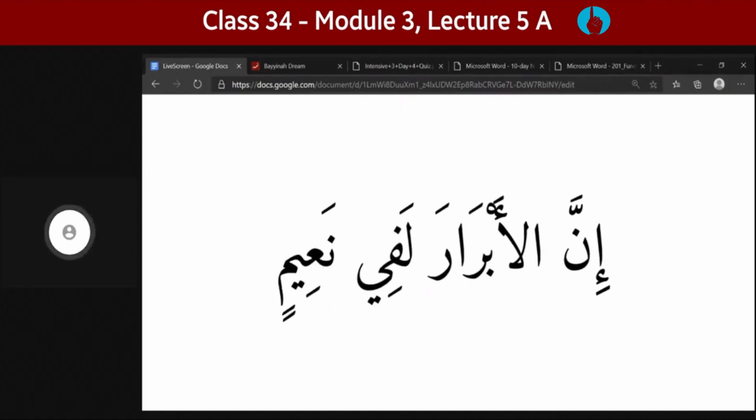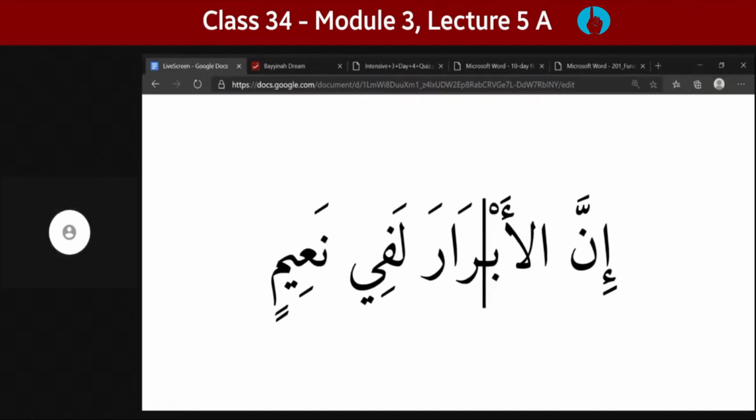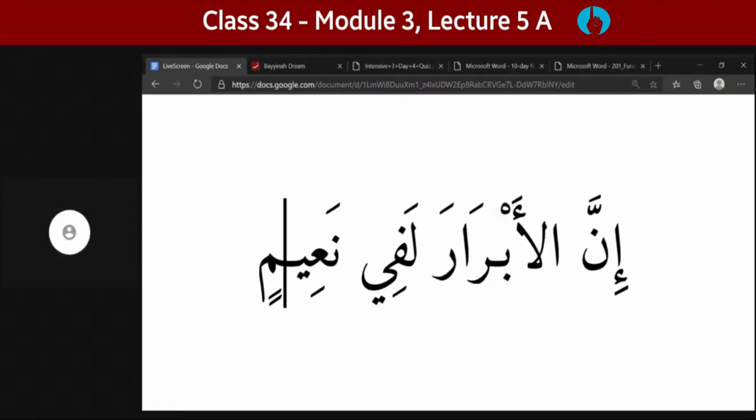Before anybody asks, let me make this a little more clear. Islam is not harf jar, so don't think it is. You cannot have a harf jar attached to another harf jar. Islam is not harf jar. Okay, I said it three times. That should be enough.